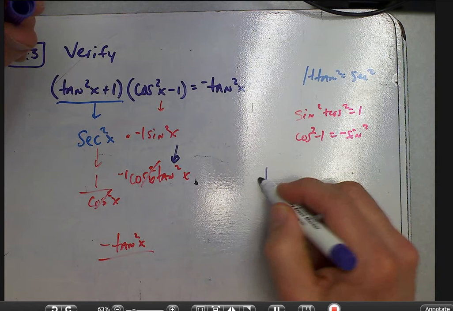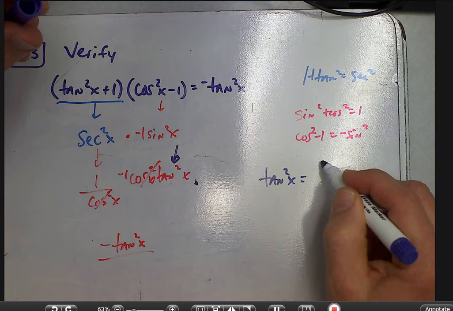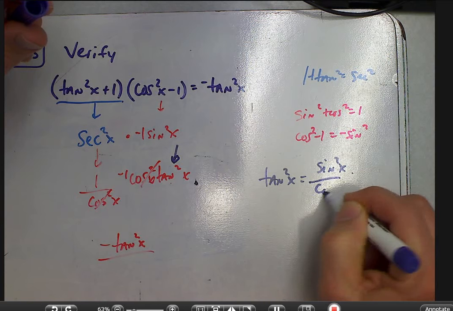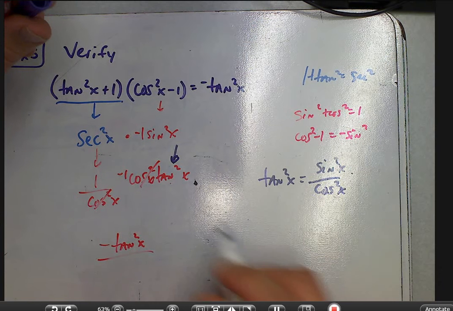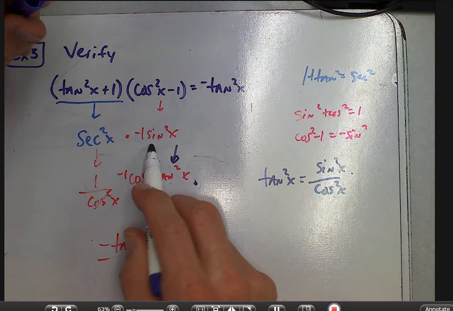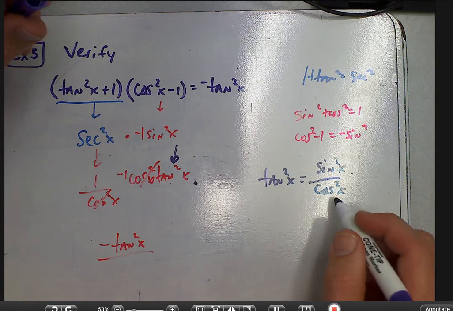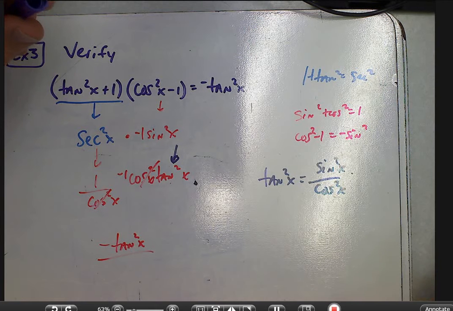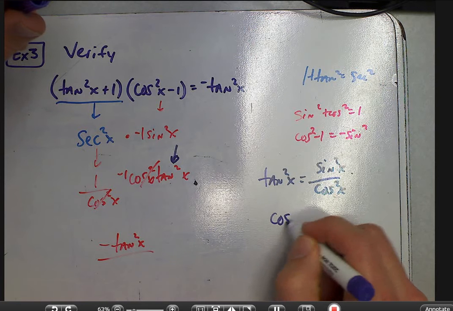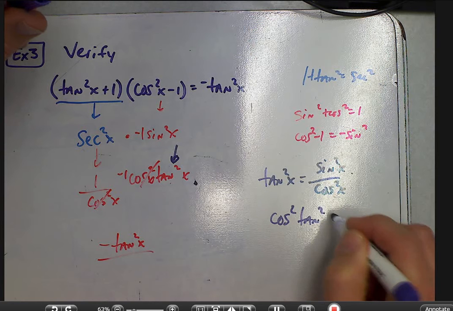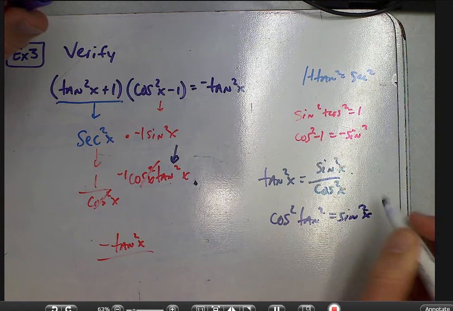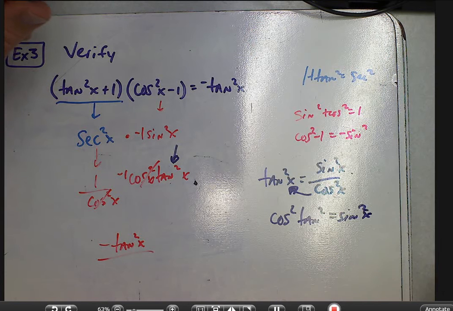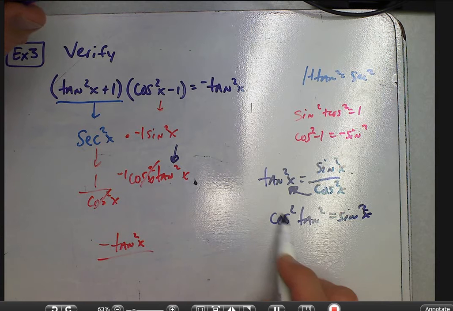I know that tangent squared x equals sine squared x over cosine squared x, and I needed to get rid of that sine squared somehow, and I needed to get a tangent squared. So what I did was multiply both sides and made it cosine squared x tangent squared x equals sine squared x. Essentially I multiplied both sides by the cosine squared. By doing that, I knew I could eliminate that bottom cosine squared and that top cosine squared, leaving only tangent squared, and that's why I did that.